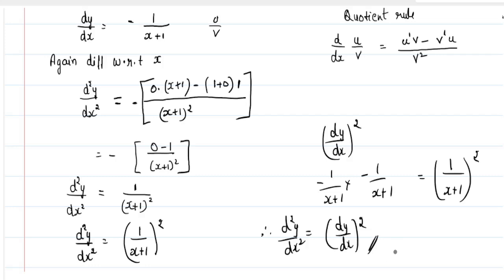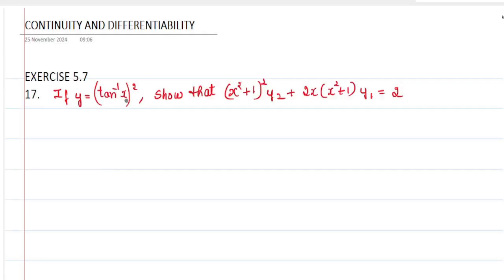This is the answer. If y equals tan inverse of x whole square, show that x square plus 1 whole square y2 plus 2x into x square plus 1 y1 equal to 2. First, let's write what is given. Y equals tan inverse of x whole square. Now you have y1 and y2 here. What is y1? Y1 is nothing but dy by dx, and your y2 is nothing but d square y by dx square.